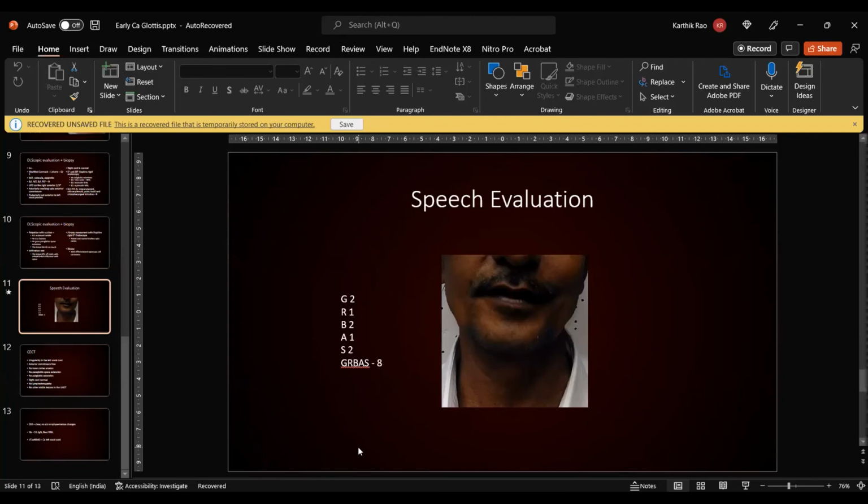What is the other option you are offering this patient other than endoscopic laser surgery? Next would be radiation for the curative intent. Radiation can be another form of treatment for this patient.